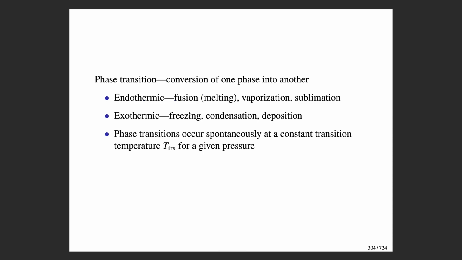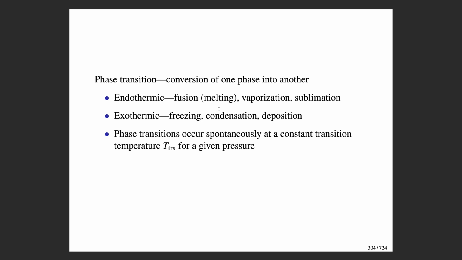We'll be talking about phase transitions in this chapter, and so this is where we have the conversion of one phase to another. There are a set of generally endothermic phase transitions, so fusion, which is a synonym for melting, going from a solid to a liquid. That's an endothermic process. Vaporization and sublimation are also endothermic. Notice in all of these endothermic examples, you're going from a more condensed phase to a less condensed phase.